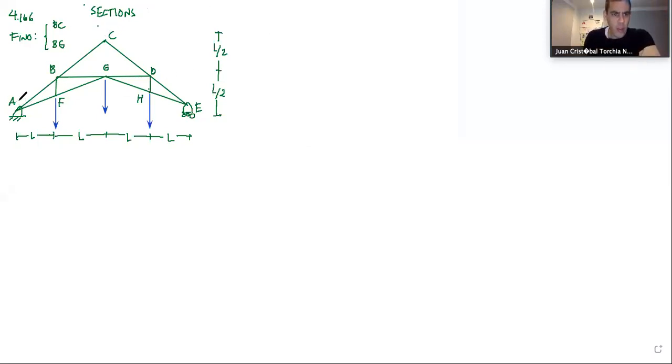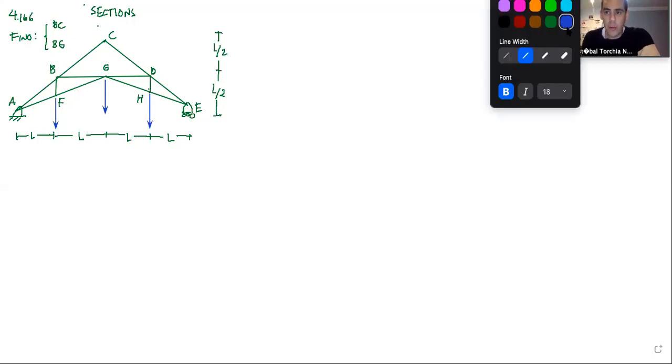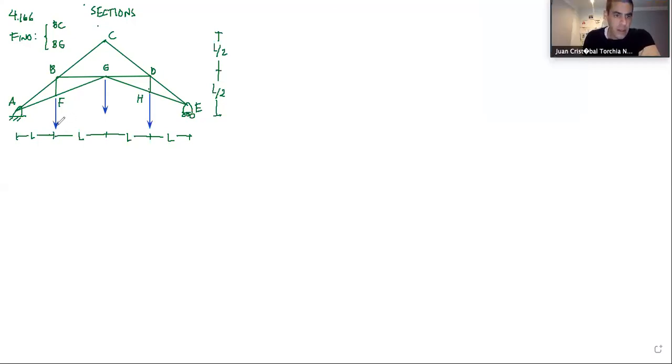We notice that we have a pin support at A, and at E we have a roller, and we have the points here, A, B, C, G, D, all of them, and it's being pushed down by some forces that I'm going to put over here, which are magnitude P, and magnitude P.